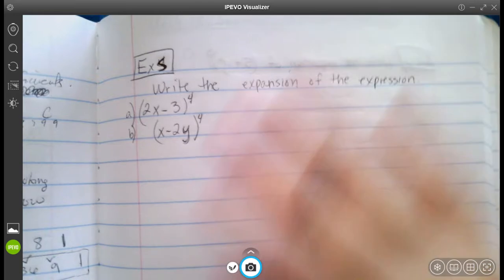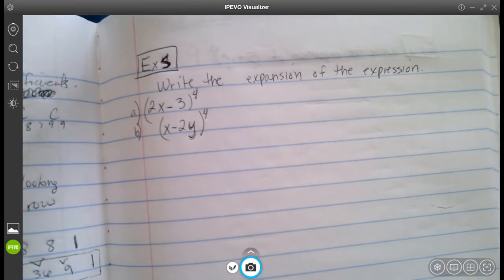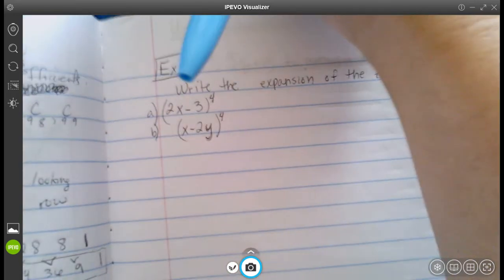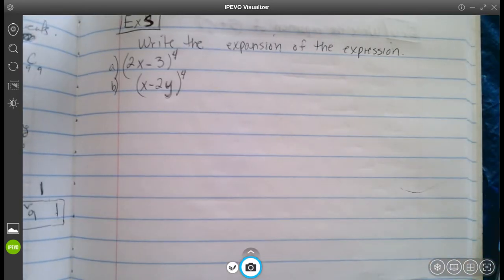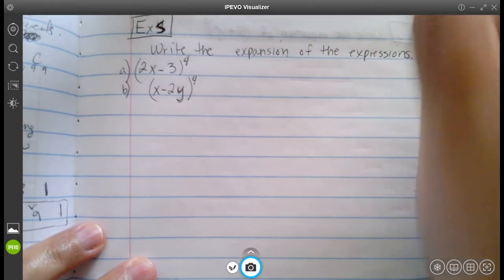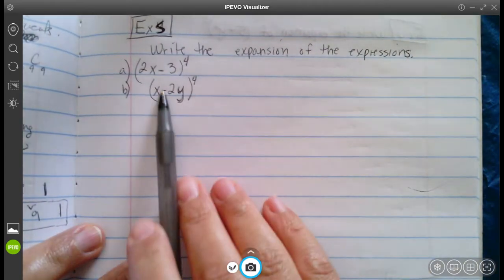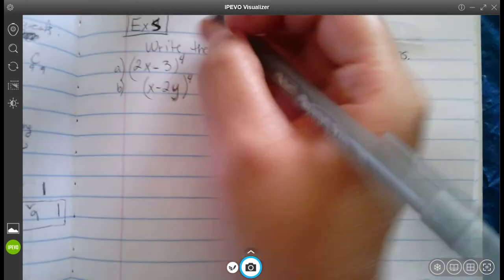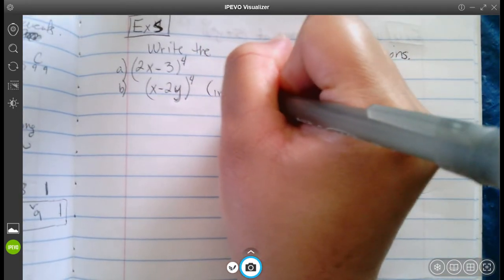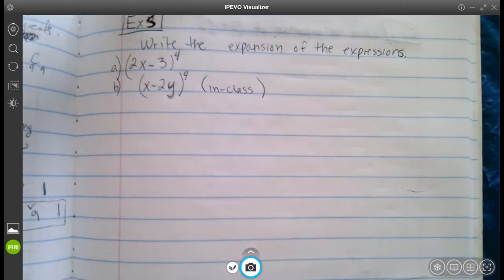Let's go ahead and do a few more. And by the way, I think I'm going to just do one more of this kind here, so we can just do the rest in class, just for the practice. So here we have, write the expansion of the expressions. There should be expressions. There's 2 of them. We put that here. Grammar is important too, guys. The following: a, 2x minus 3 to the fourth and x minus 2y to the fourth. I think we're going to do this one in class. So if you want, make a note here for yourself. We'll do the second one in class.